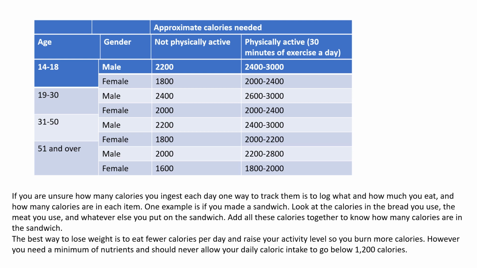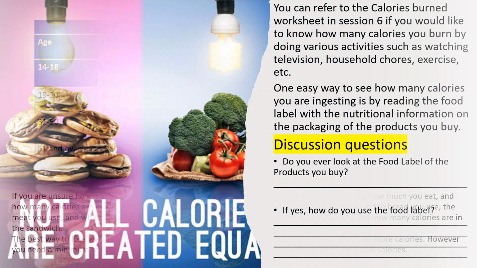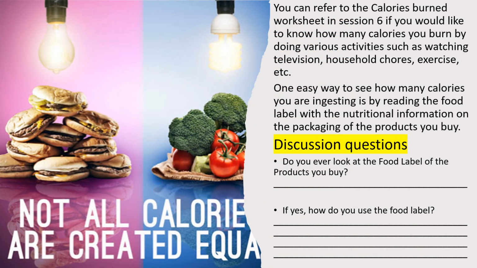The best way to lose weight is to eat fewer calories per day and raise your activity level so you burn more calories. However, you need a minimum of nutrients and should never allow your daily caloric intake to go below 1,200 calories. You can refer to the calories burned worksheet in session 6 if you would like to know how many calories you burn by doing various activities such as watching television, household chores, exercising, etc.